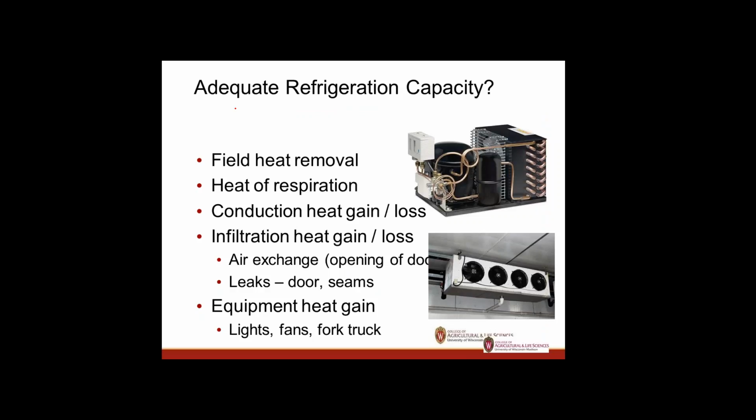One of the issues that we also run into, as we talked about with field heat removal earlier on, is sometimes that's a factor of not having adequate refrigeration. So the refrigeration needs to be sized to overcome field heat, the heat of respiration, conduction heat loss through the structure, and infiltration heat loss, which is basically the opening and closing of the doors. That's going to be the bulk of it. And then internal heat generation: lights, fans, fork trucks, people working in the cooler all add heat that the refrigeration load has to take out.